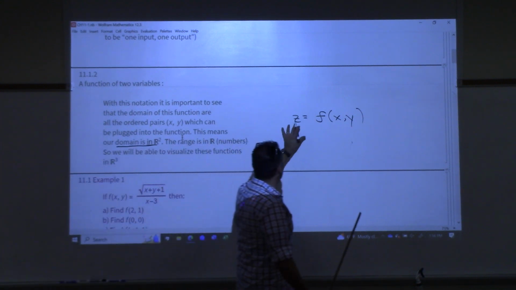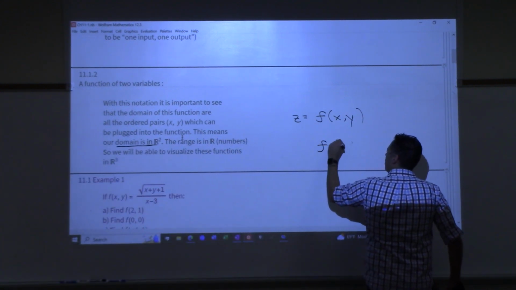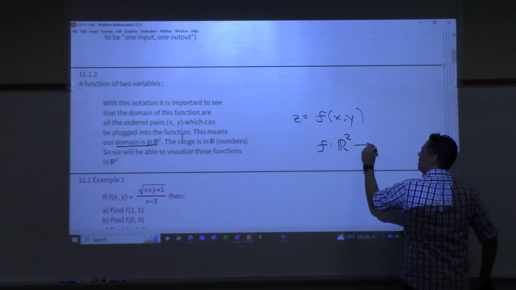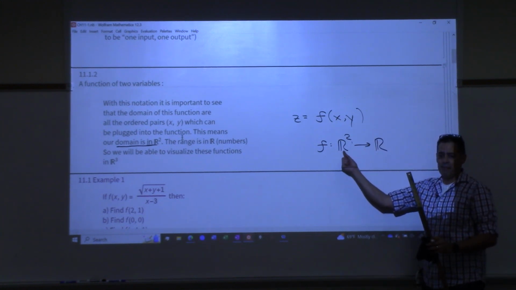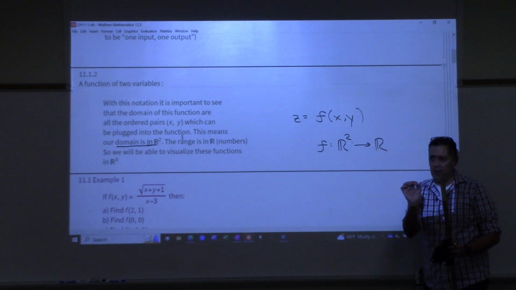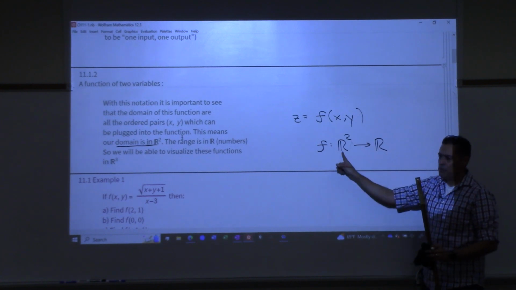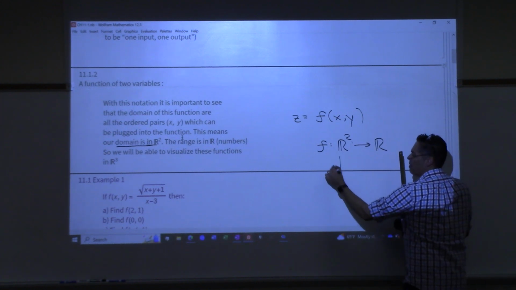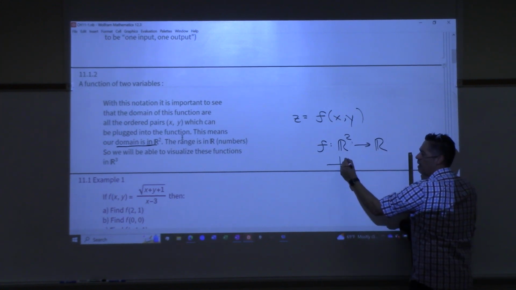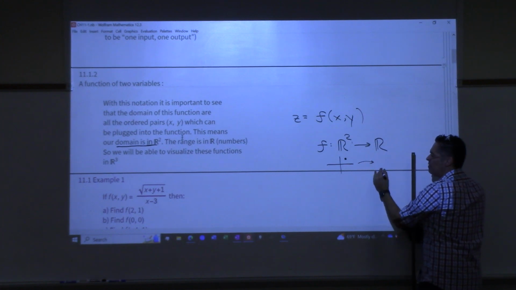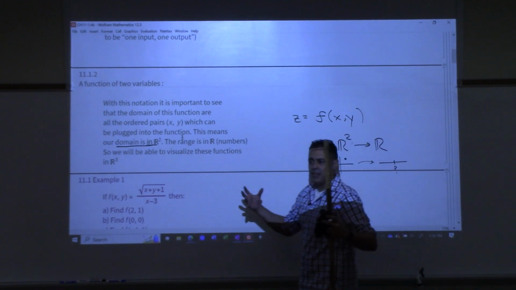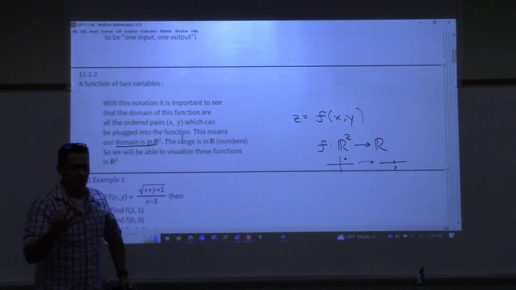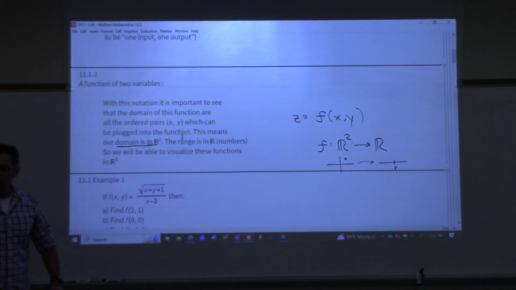So this function goes from two-dimensional space into one-dimensional space. I feed it an x and a y, and it spits out a z, which is a value. So your input comes from a plane, x, y, a point on a plane, and that somehow gets mapped to a number line, some number here. So to visualize this, I'm going to need 3 dimensions: 2 dimensions for the input, 1 dimension for the output, which means 3-dimensional space, right?